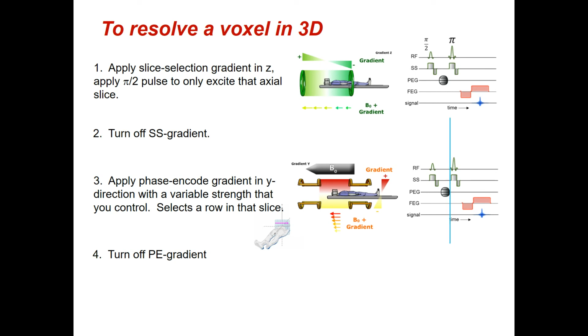All right, so what you've done is apply the phase encode gradient, so they are all precessing at the same frequency now, but they're out of phase with each other. That's why it's called the phase encode gradient.